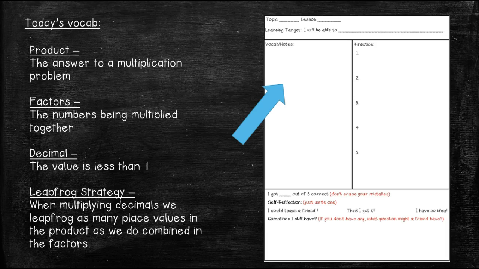Today's vocabulary, we have the word product, which you should already know, but I want you to remember, which is the answer to a multiplication problem. Same thing with factors. Those are the numbers being multiplied together. A decimal, of course, the value is less than 1. And here's our new one, leapfrog strategy. When multiplying decimals, we leapfrog as many place values in the product as we do combined in the factors. Combined is a very important word here.